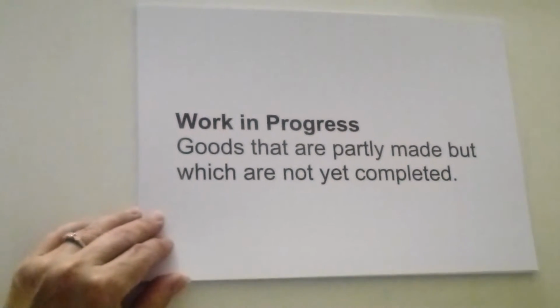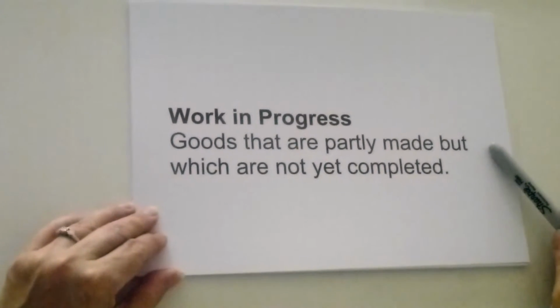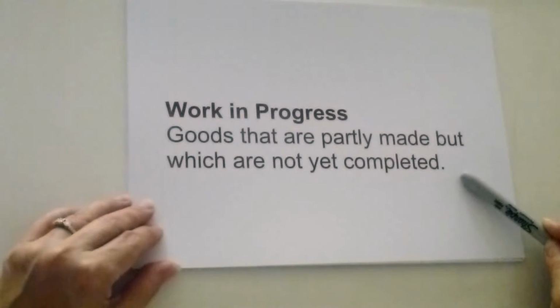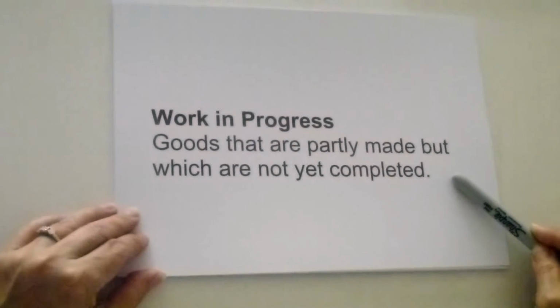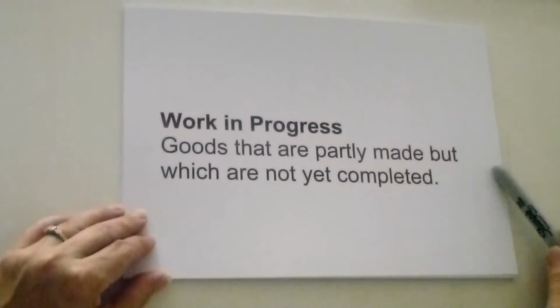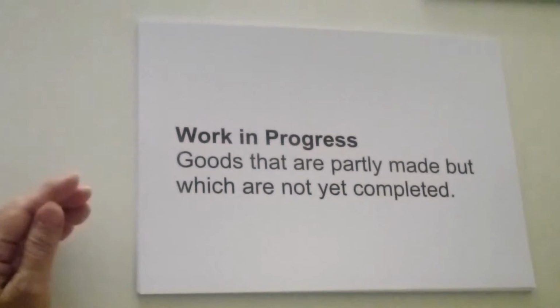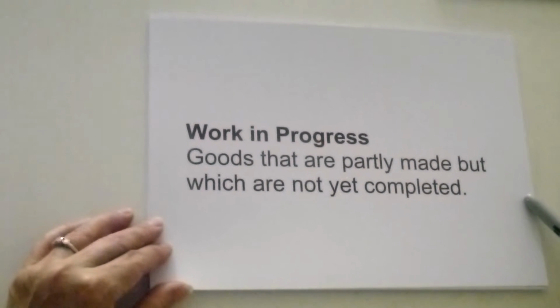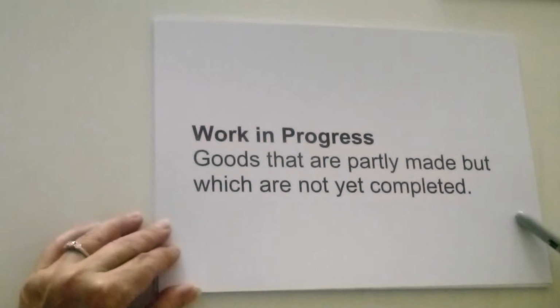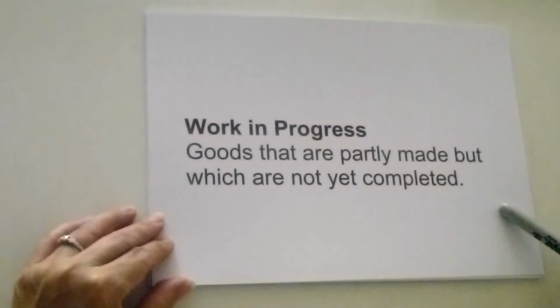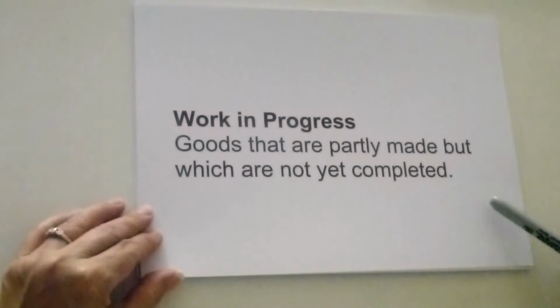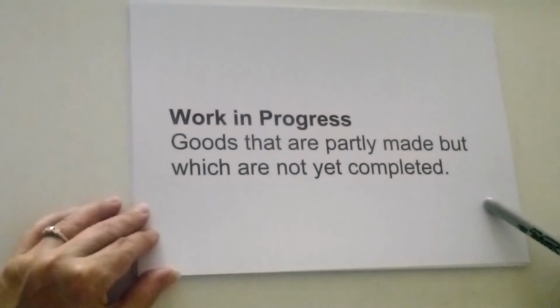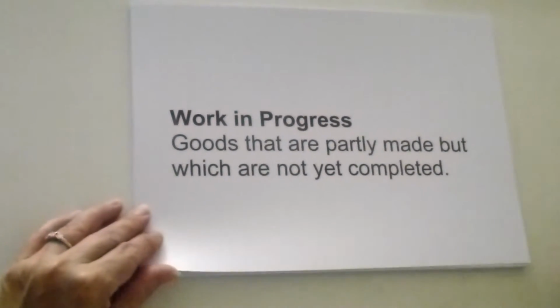Work in progress means that work that are partly made but which are not yet completed. Say, for example, if you are making teddy bears, you have part of your teddy bears all produced, but you have not put it together, so you are not able to sell your teddy bears. You can't sell teddy bears without heads. You can't sell teddy bears without arms or limbs or legs. So therefore, it's work in progress. It's not completed yet.